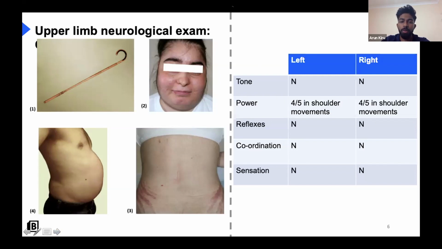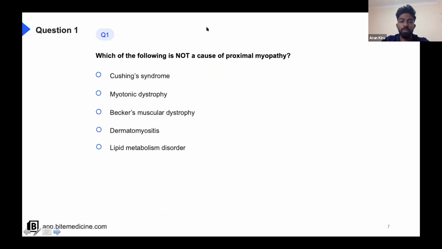So I'm going to switch to the poll now. And we're going to do an MCQ. So this is a case of proximal myopathy, okay? Try not to put any answers in the chat, please. So I'm going to launch this poll. Which of the following is not a cause of proximal myopathy? Have a think about that. I'll give you about 30 seconds. We've got Cushing syndrome, myotonic dystrophy, Becker's muscular dystrophy, dermatomyositis, and lipid metabolism disorder. So it's not the easiest one. So put down an answer.